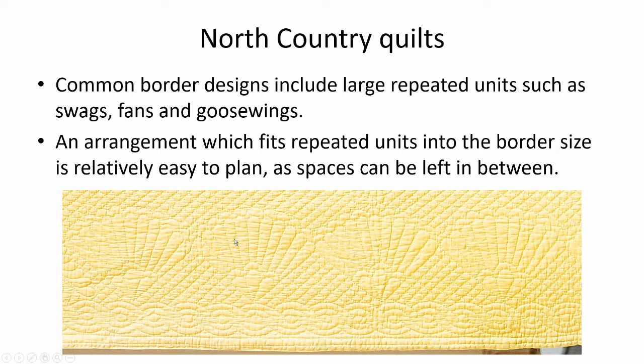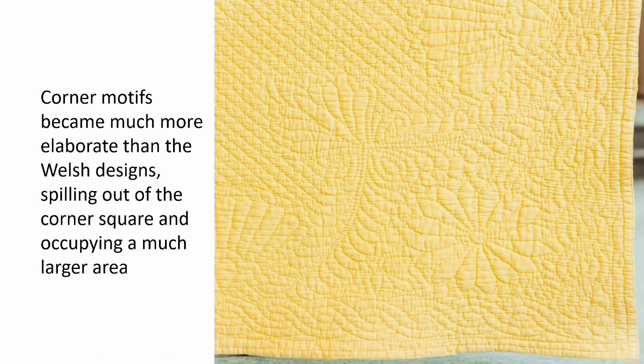This is one way of making a border with a repeated motif such as a fan. Although these do actually touch on here, if you needed to spread them out a little bit more, you could easily leave a little space between them. An arrangement like this which fits repeated units into the border size is relatively easy to plan. Where the difference comes is in the corners. On North Country quilts, the corner motifs became much more elaborate than the Welsh designs, spilling out of the corner design into the central area.